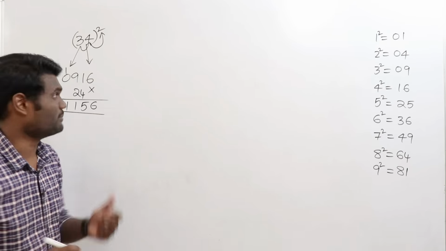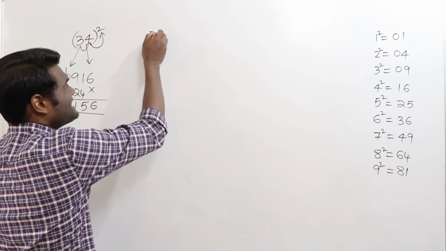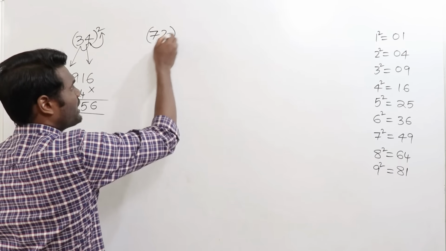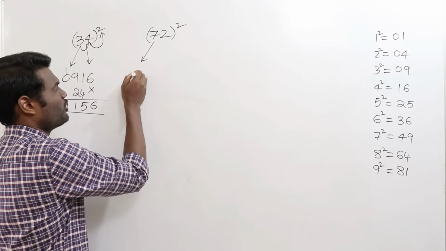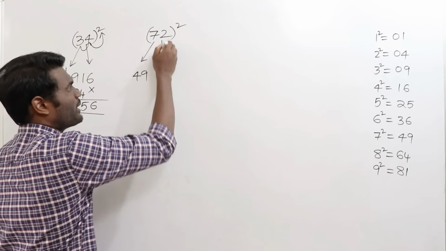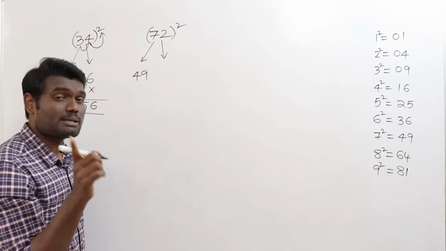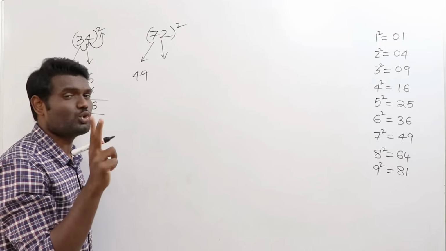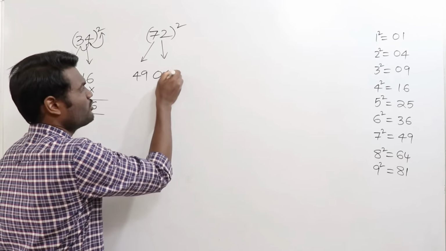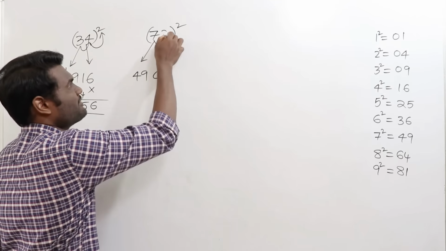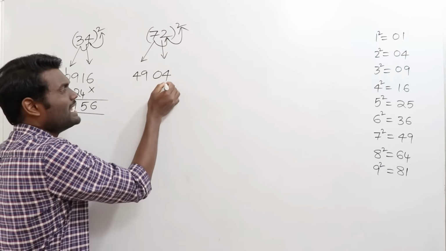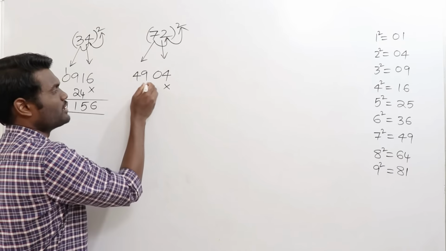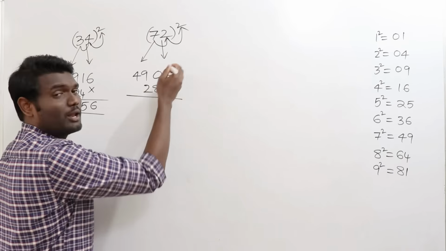Let us look at one more example. Let us take 72 square. 7 square is 49. Write 49. 2 square is 4, but you are supposed to write 04. Why? Because two digits. Next, multiply 7 into 2, 14. 14 into 2, 28. Leave the units place and write 28. Now add the numbers.